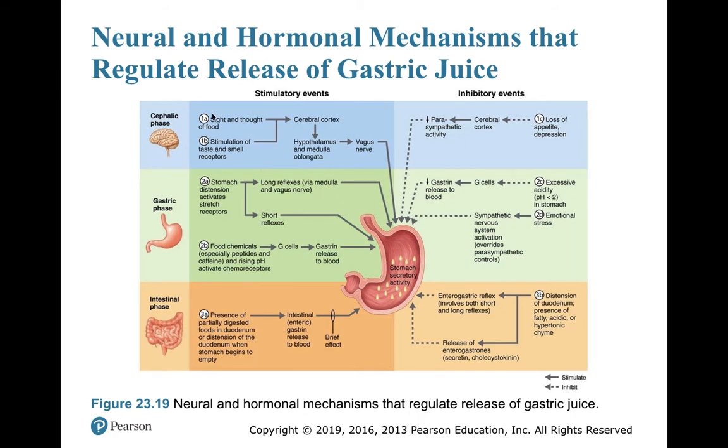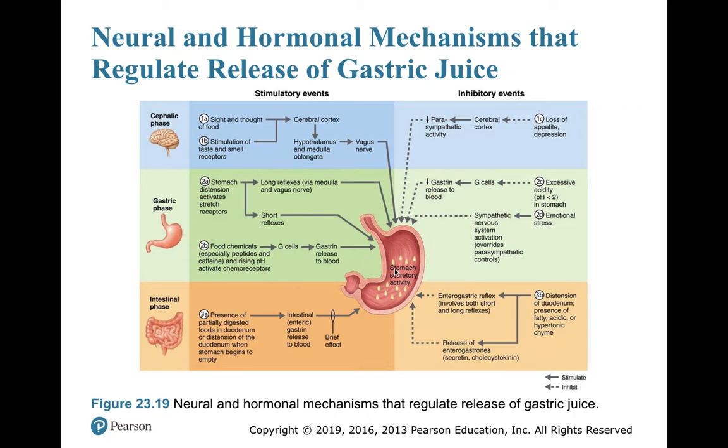So in the cephalic phase, we stimulate a lot through our cerebral cortex that food is coming, so you need to prepare by turning on the hypothalamus and the medulla oblongata to stimulate the vagus nerve to get the stomach going. When food reaches the stomach, it distends, food chemicals are detected, and then long and short reflexes want more stimulation. The G cells will secrete gastrin, and the stomach secretory activity will go up until food makes its way into the duodenum of the small intestine.